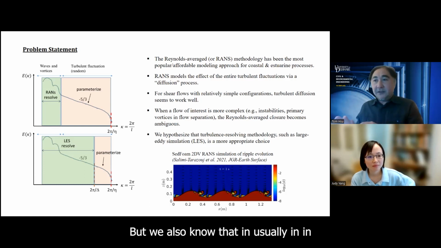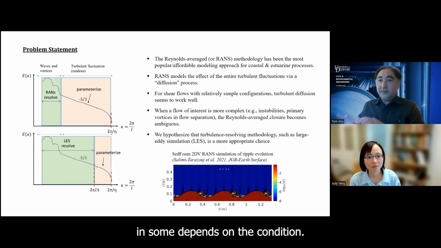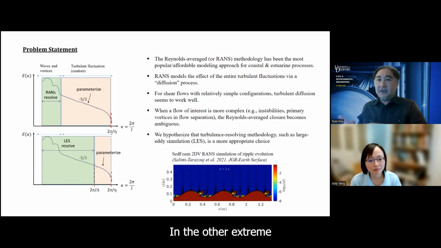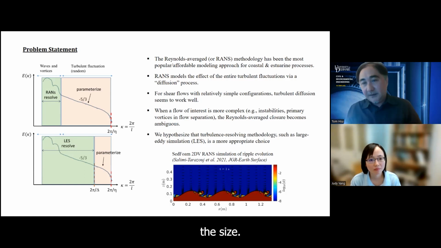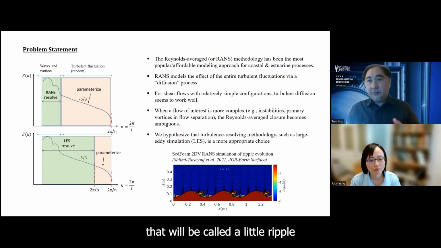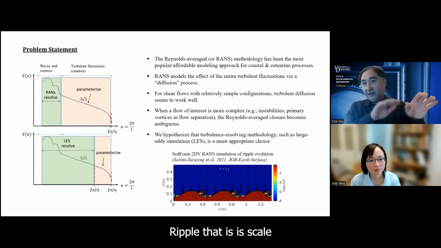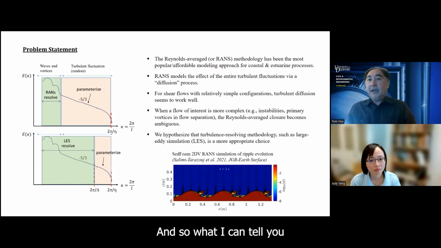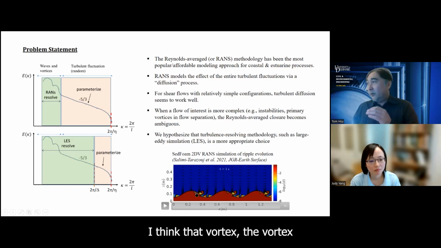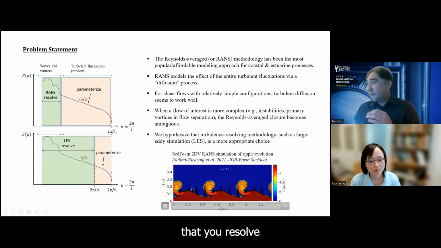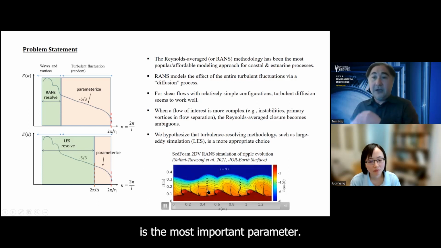But we also know that depending on the condition, in the other extreme, there are also ripples determined just by the grain size. So in the coastal environment, that will be called orbital ripple, and in the fluid environment, that's usually called ripple, that scales with the grain size. And so what I can tell you right now is for ripple that's determined by the flow, I think the vortex that you resolve is the most important parameter.